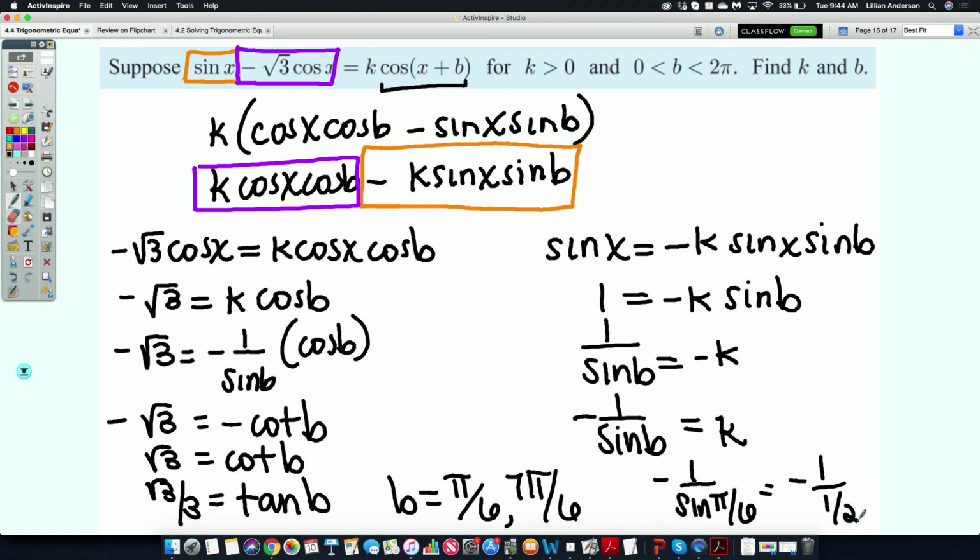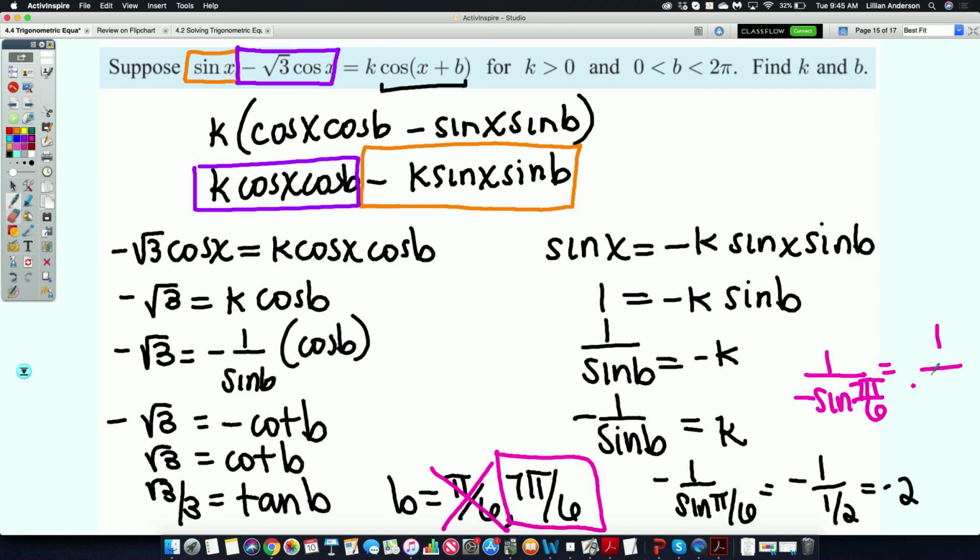And what's a negative 1 divided by 1/2? Can k equal a negative 2? No. So that means that b can't be pi over 6, because k has to be a positive number. And if pi over 6 gives a negative k, it can't be that one. So it's going to have to be 7 pi over 6, because what's 1 over negative sine of 7 pi over 6? Or actually it's a negative, but whatever. A negative makes a... and what's 1 over 1/2?